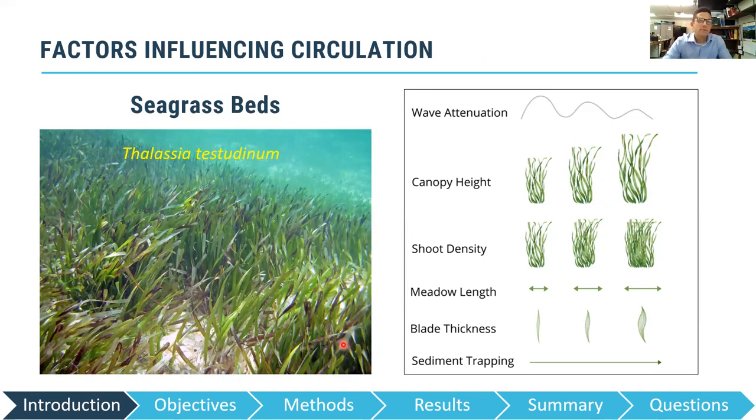So the seagrasses exert a very, very powerful frictional force on the flow field that can actually attenuate wave energy and affect the overall circulation patterns. And the degree that these seagrasses are able to do this is usually a function of these 4 parameters right here. So canopy height, shoot density, meadow length, and blade thickness.